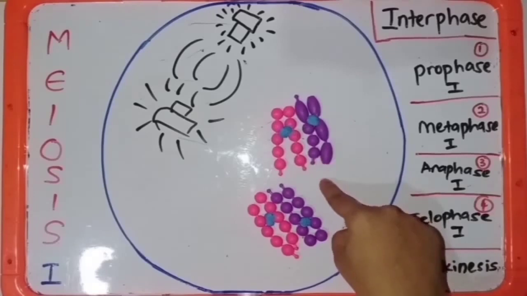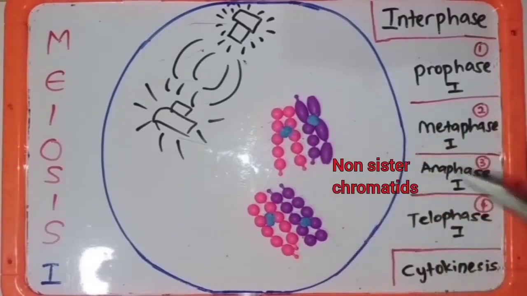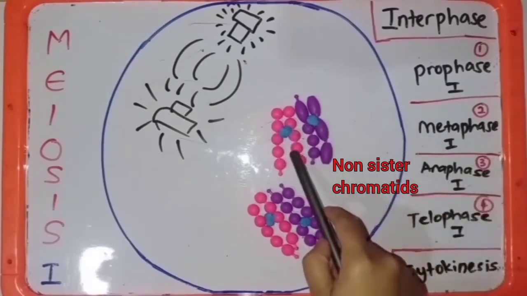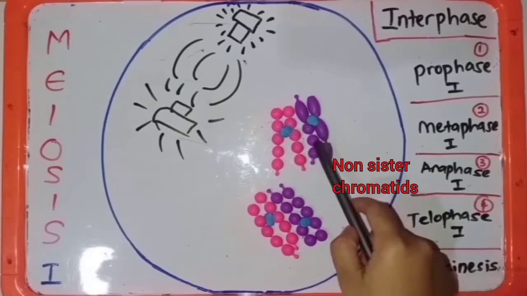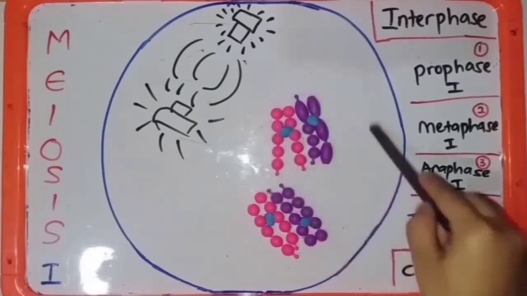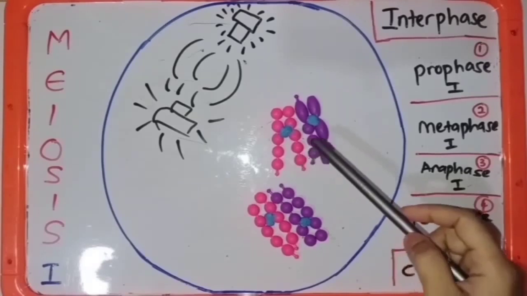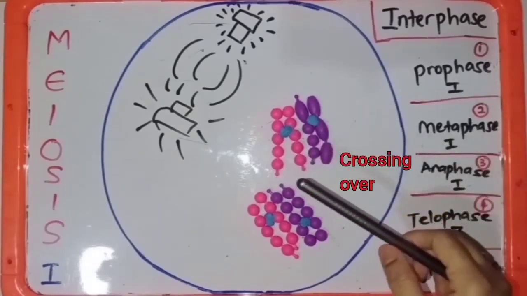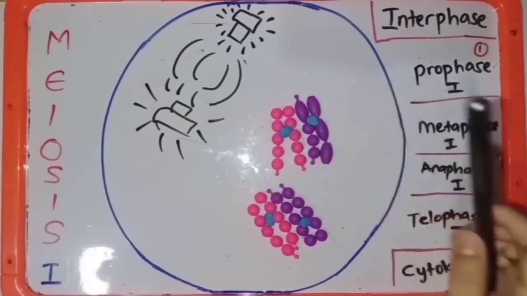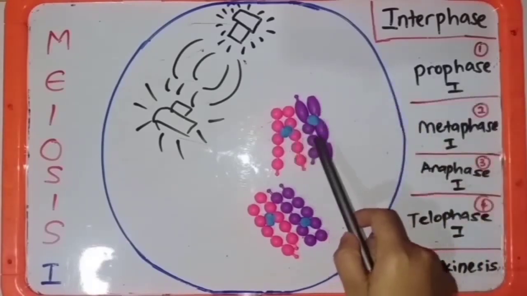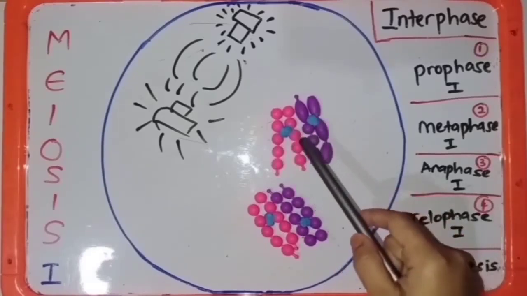After synapsis, the non-sister chromatids, meaning a sister chromatid from this chromosome and another sister chromatid from another chromosome in the homologous pair, exchange their DNA segments. This process is called crossing over. So in crossing over, the non-sister chromatids in homologous chromosomes exchange their DNA segments.